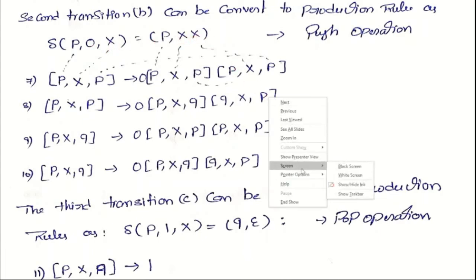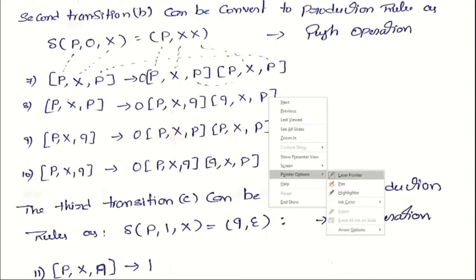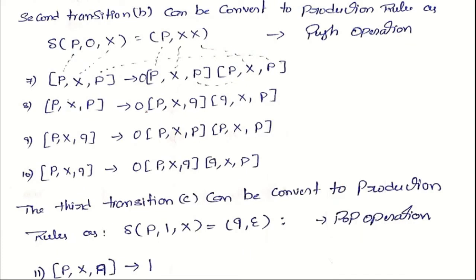Here the current state is p, the input symbol is 0, the top of the stack is x, and then go to the next state p and perform the push operation. So it also generates 4 production rules. We start from the current state p. In the 4 production rules the current state is fixed, and for the next state, one time we assume the first state p, and another time we assume the other state q.